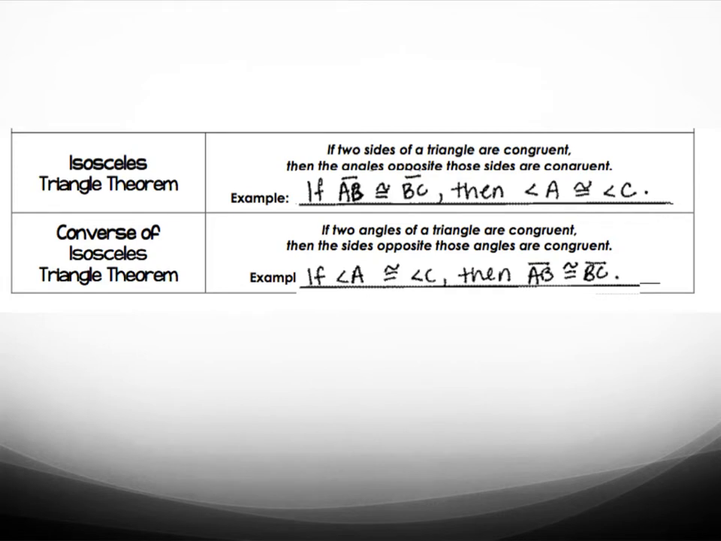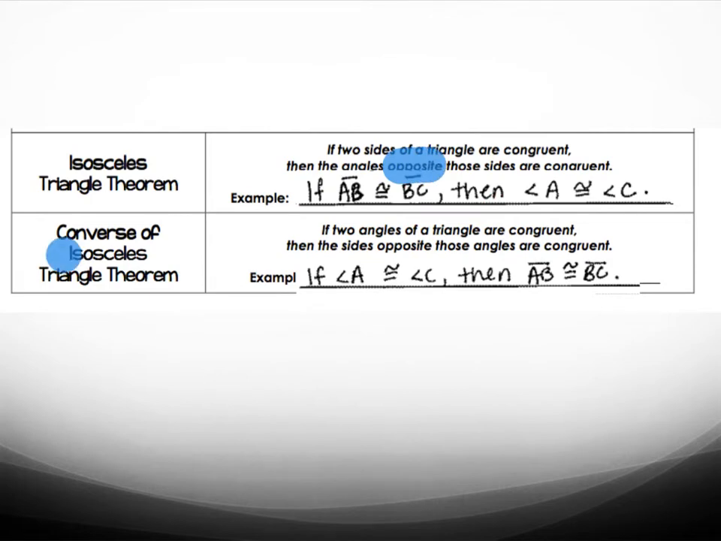We're going to talk about the isosceles triangle theorem. Basically the theorem states that if two sides are congruent, then we can conclude that two angles are congruent. Well, which angles are congruent? They're going to be the angles that are actually opposite the sides.